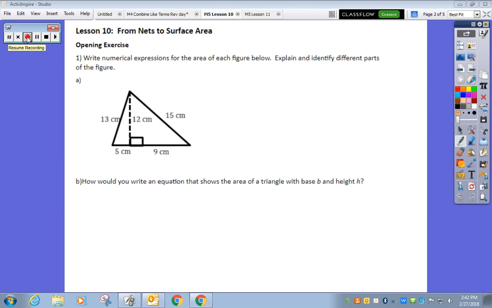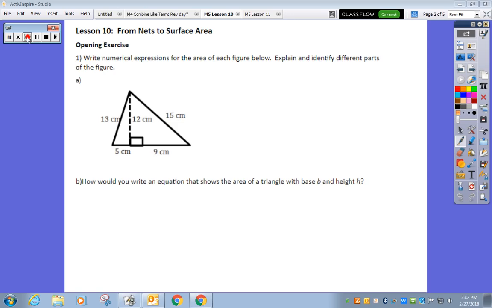In lesson 10, we're going to be going from nets to surface area. So if you look at the opening exercise, it's just going to remind us of some of the formulas that we've already worked with. It asks us to write numerical expressions, so that just means with numbers, for the area of each figure below. Explain and identify different parts of the figure.